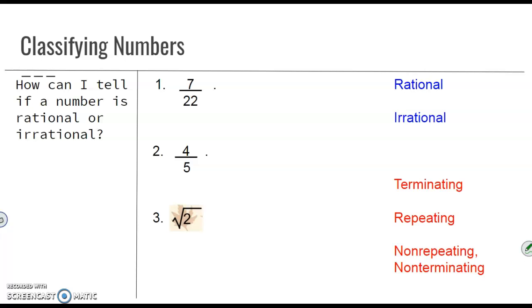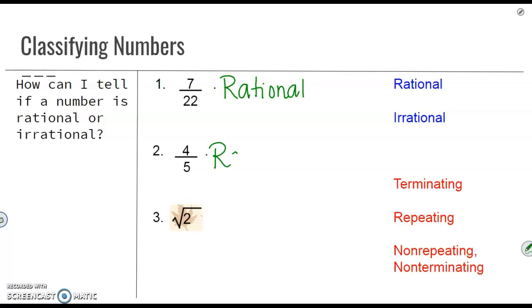How can I tell if a number is rational or irrational? Well, it's pretty simple with numbers 1 and 2. Number 1 is 7/22, which is a fraction, so it's rational. Number 2 is 4/5, which is a fraction, so it is also rational. I know that the square root of 2 is imperfect because there is not a number that I can multiply times itself to give me 2. So this is an irrational number.